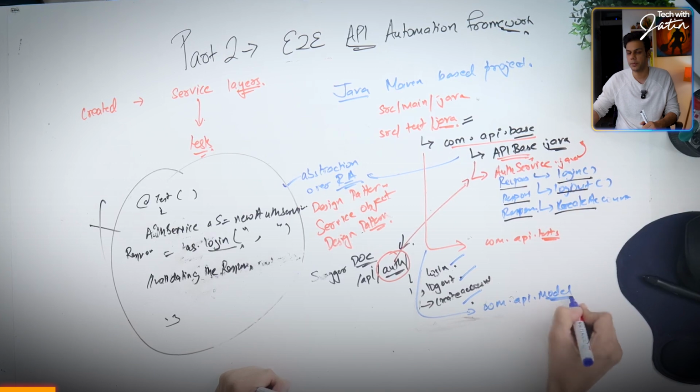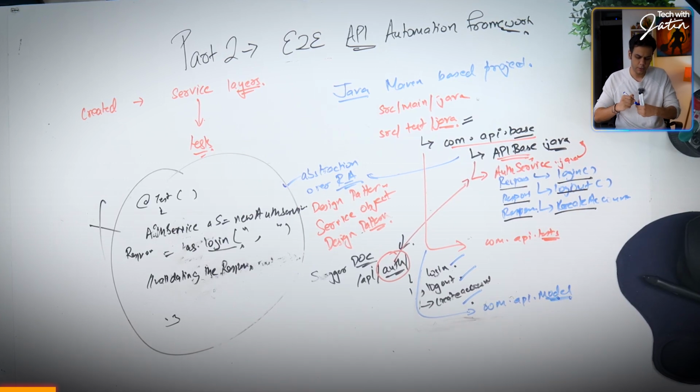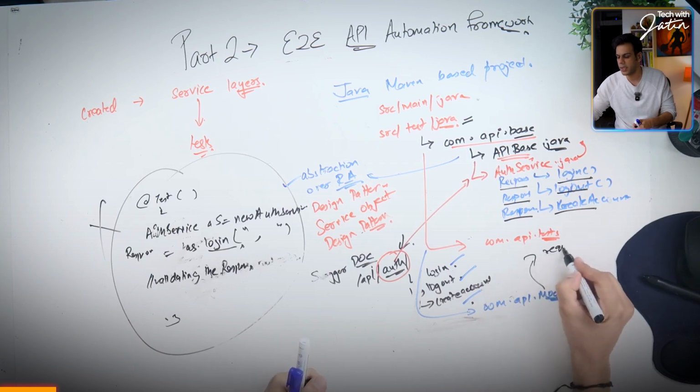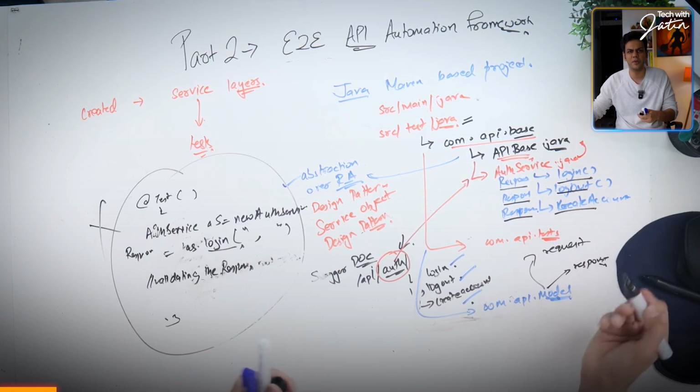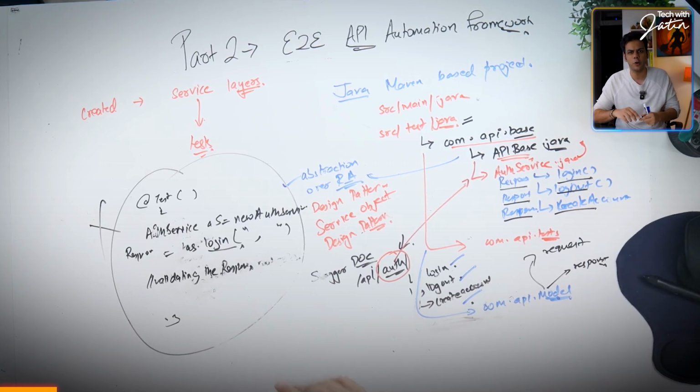What is the purpose of model? In your model, you're going to have two things: request and response. What is this request and response? You have to attach payload. You will be getting the response back in JSON format. Then you need to also assert them.